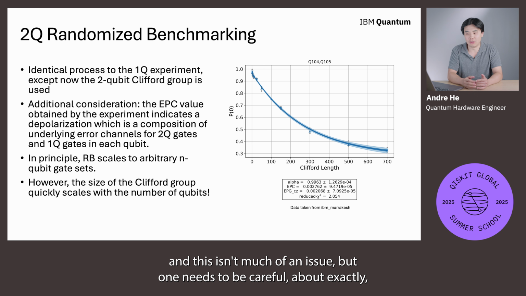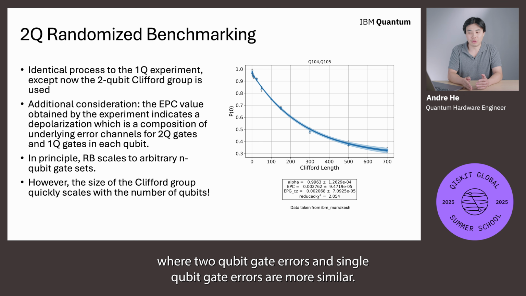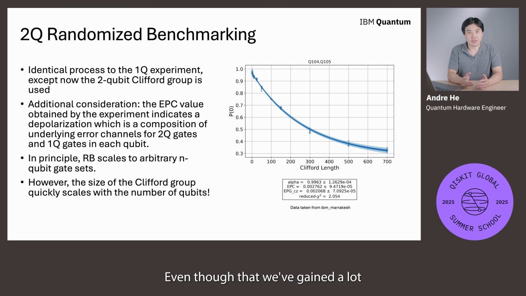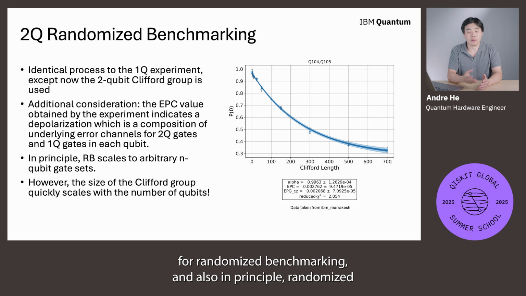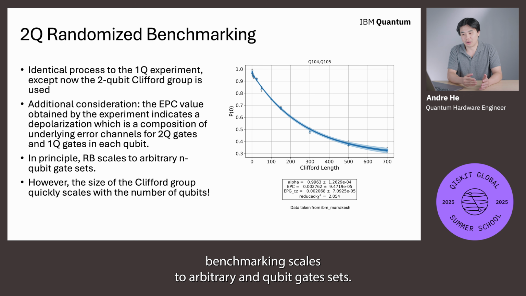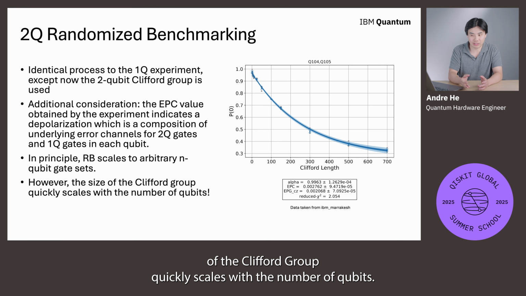But one needs to be careful about exactly which errors we're characterizing when we get to a regime where 2-qubit gate errors and single-qubit gate errors are more similar. Even though we've gained a lot just by using the properties of the Clifford group and also randomization for randomized benchmarking, and also in principle, randomized benchmarking scales to arbitrary n-qubit gate sets, there is still a bit of a price to pay here because the size of the Clifford group quickly scales with the number of qubits.